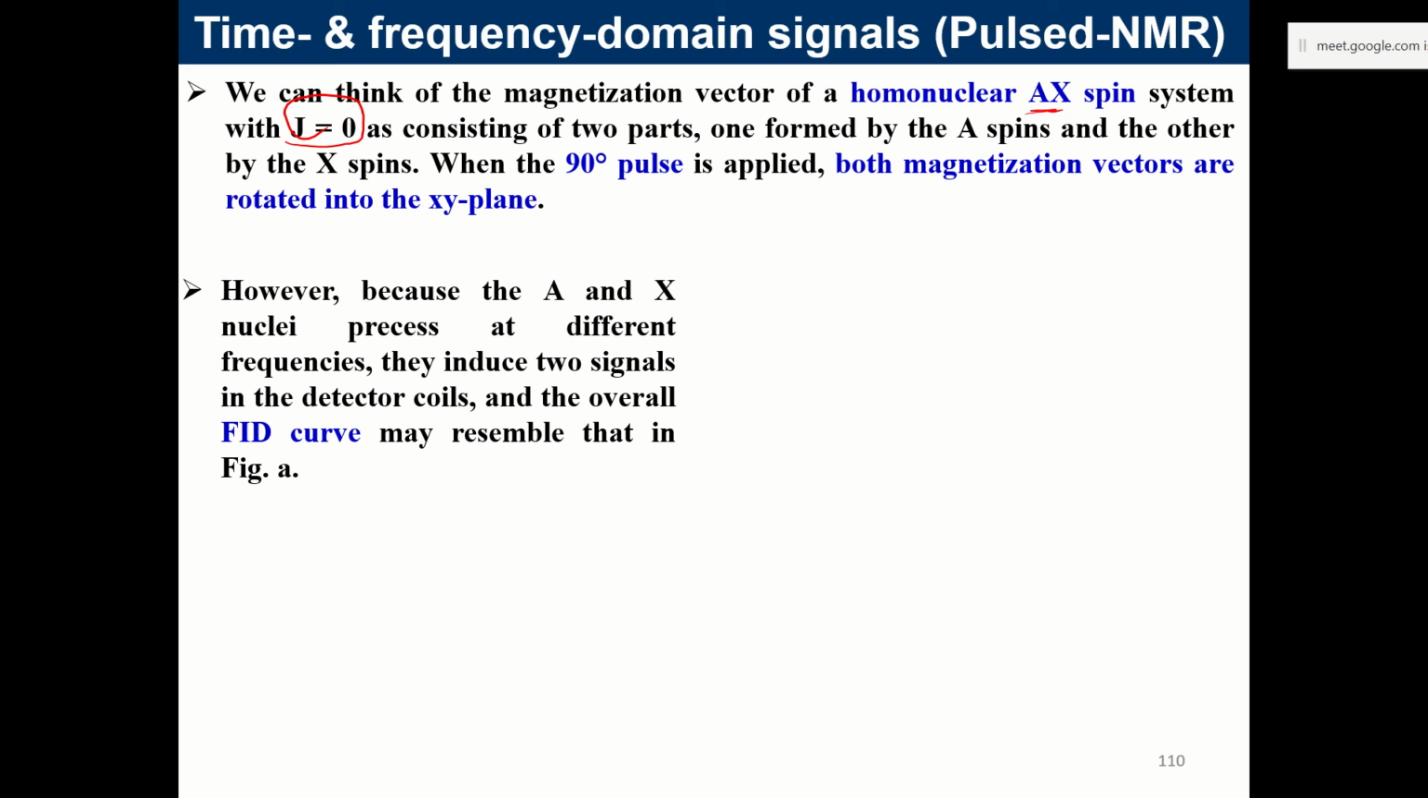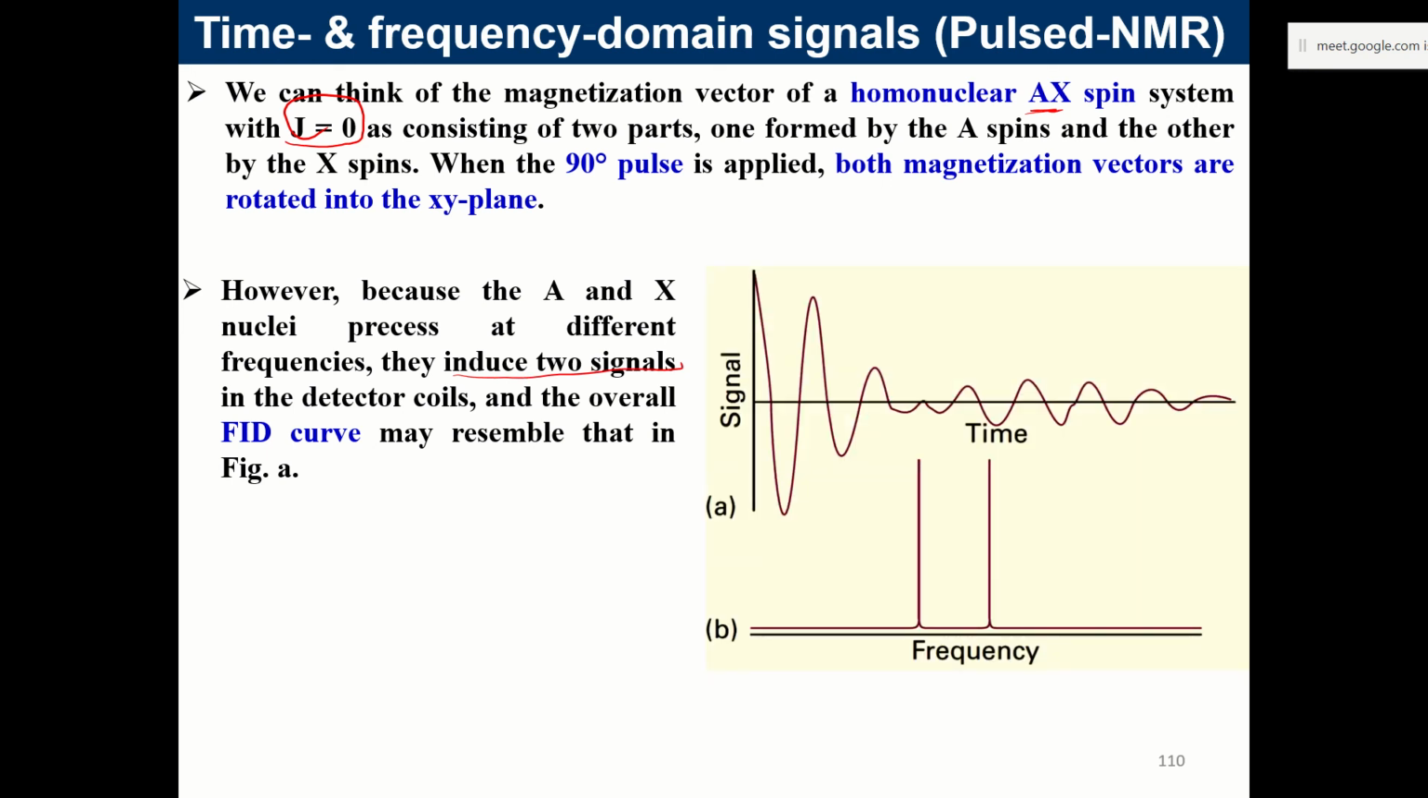So the pulse profile will be different. The signal that we will get in the detector coil, this FID curve, will look something like this. See, it has been distorted now.